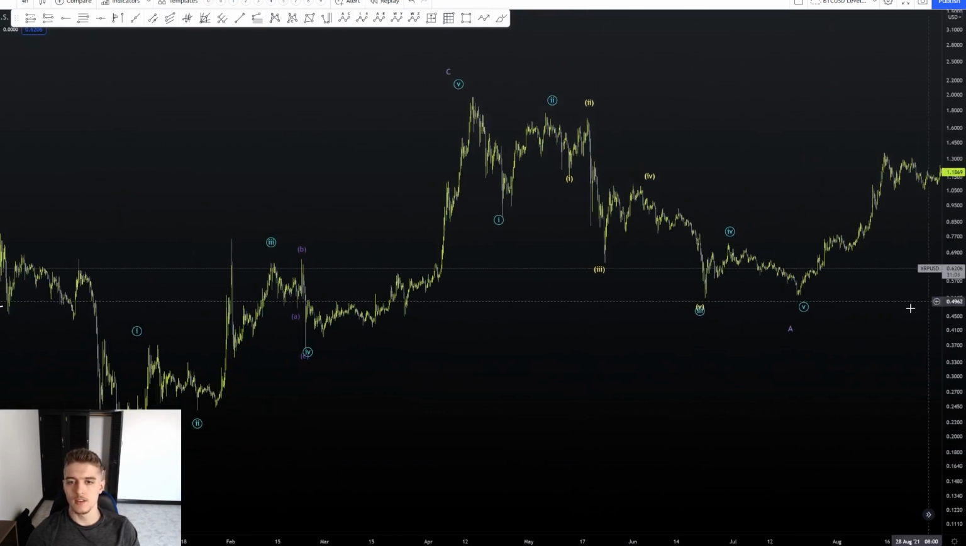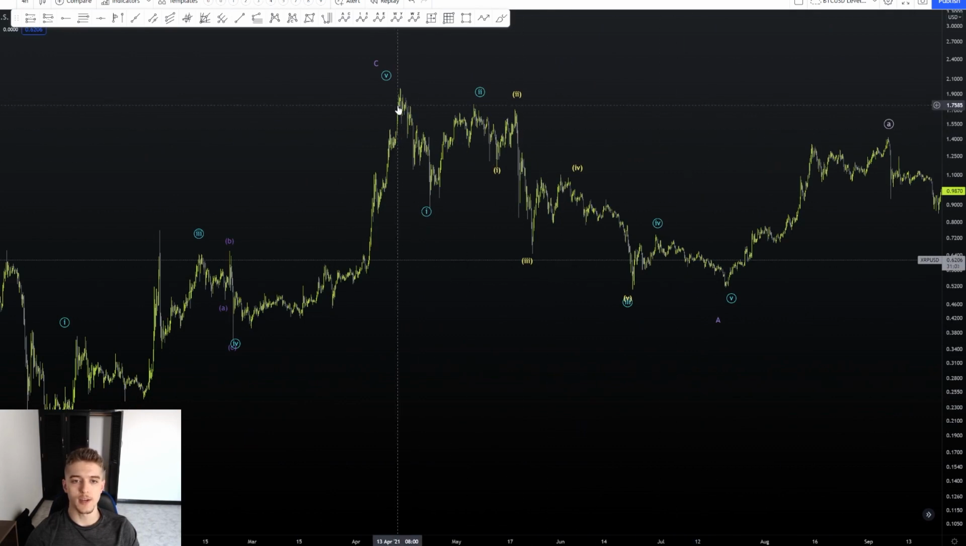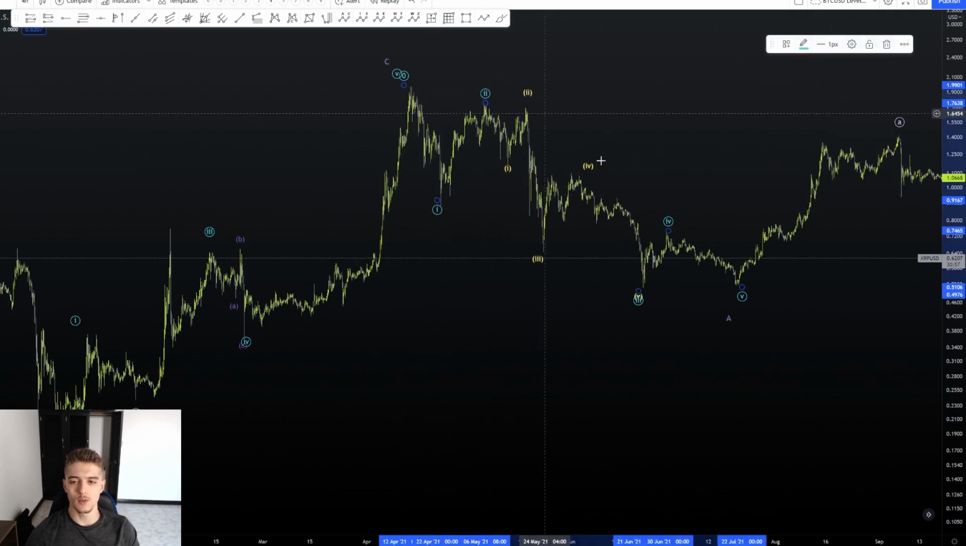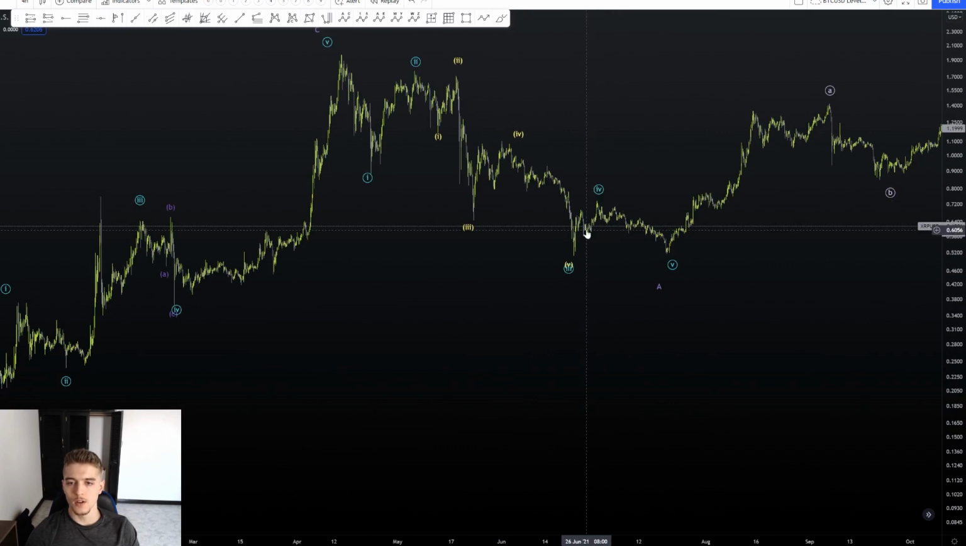So the best way to subdivide this into a 5 wave impulse is by saying this is a wave 1 down here, up for wave 2. This would be an extended wave 3 as a 1, 2, 3, 4, 5. This would be a wave 4. This would be a wave 5 down here.